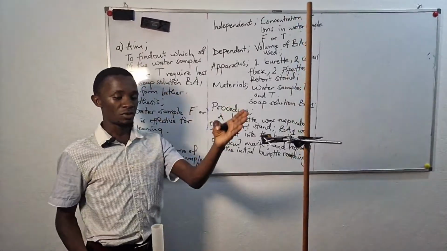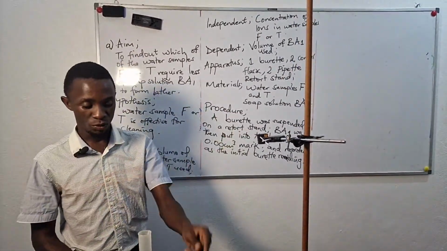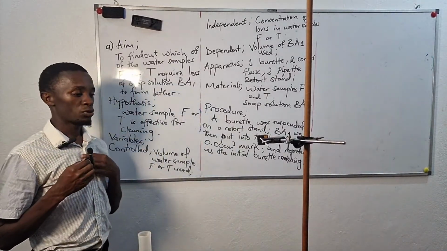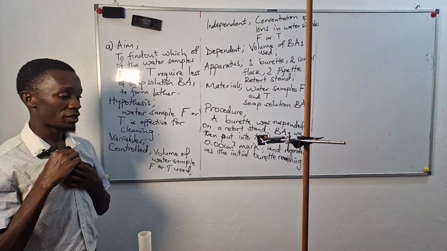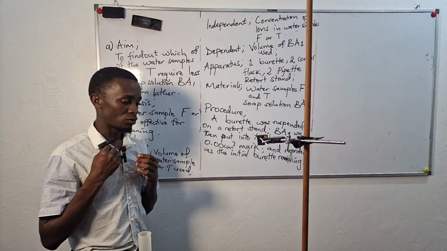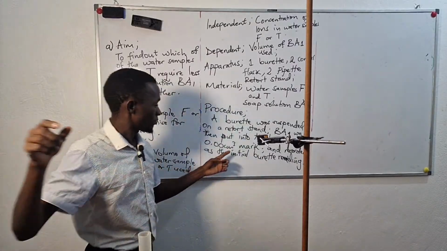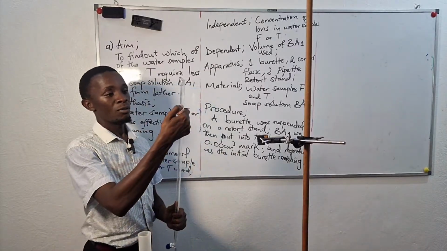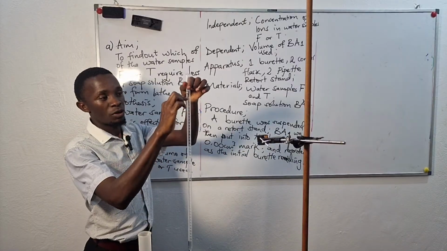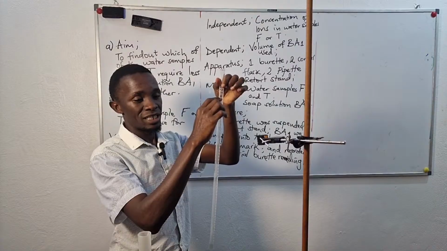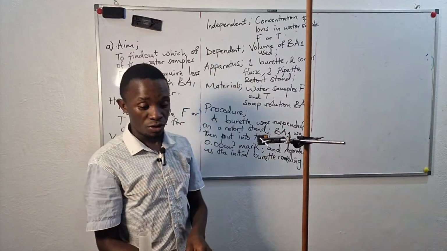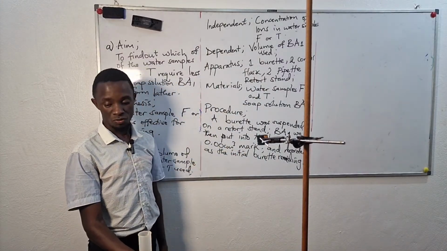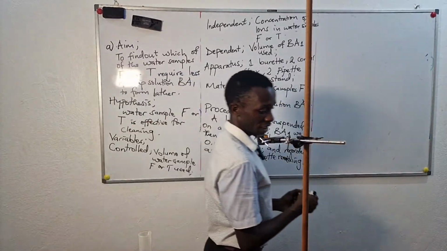So we are going to suspend our burette on the retort stand. We add the soap solution until the soap solution is at a 0.00 cubic centimeter mark. Here's the 0.00 cubic centimeter mark. Here it is. So we record that 0.00 cubic centimeter as our initial burette reading. That is crucial to be noted as well.